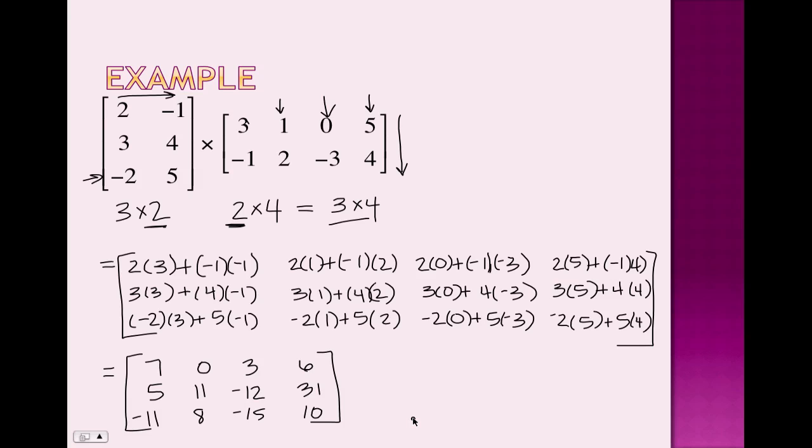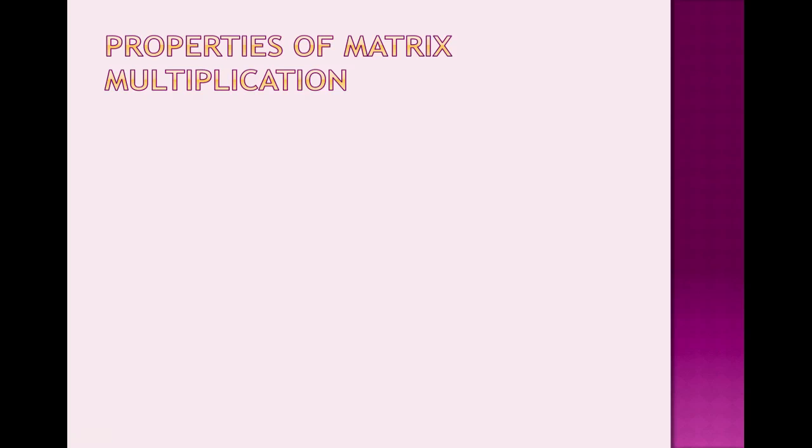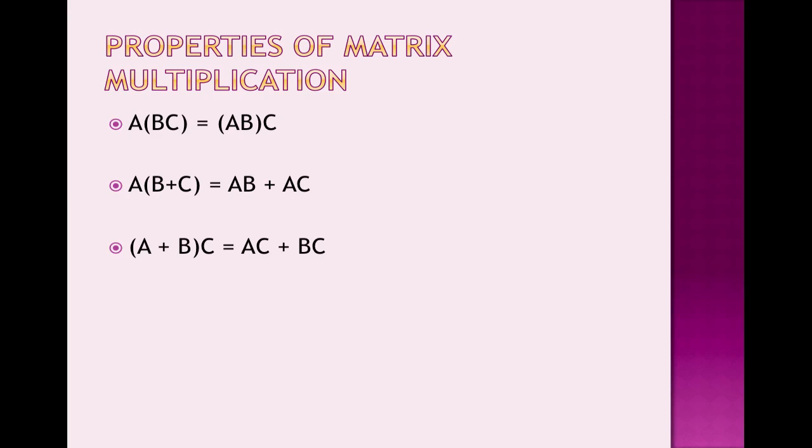Let's move on now. So now we're going to learn about the properties of matrix multiplication. And these are very similar to the properties that we've seen before, so we're going to go through these fairly quickly. First, matrix A times the product of BC is going to equal the product of AB times matrix C. If we have matrix A and we're going to multiply that by the addition of B and C, that's going to give us AB plus AC. Next, if we have it opposite, so we're adding matrix A and matrix B, and then we're going to multiply it by matrix C, we'll get AC plus BC.